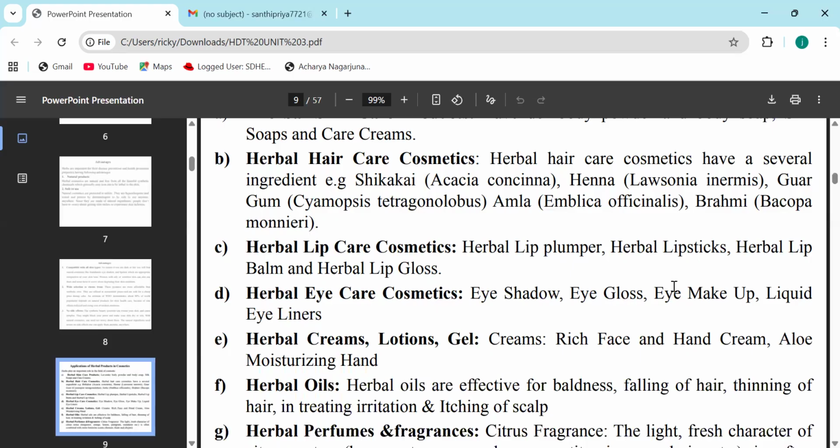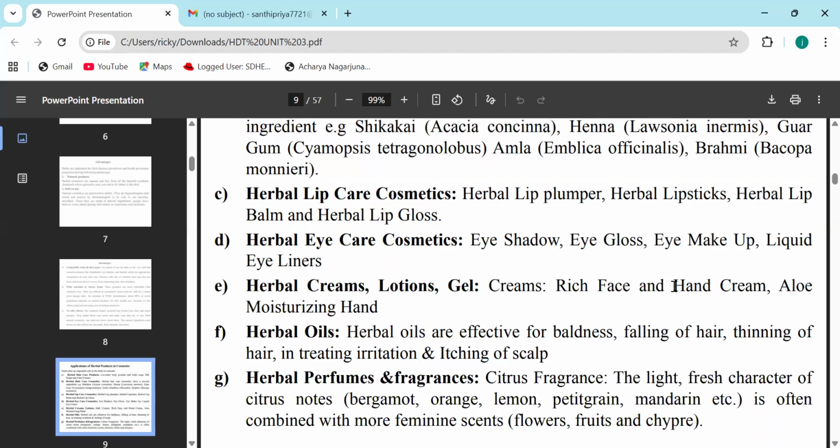These are effective for those who are facing baldness, falling of hair and thinning of hair, and in treating irritation and itching of the scalp. And the last one is herbal perfumes and fragrances. All types of fragrances are available in the market. Some examples are citrus fragrance, with the light and fresh character of citrus notes: bergamot, orange, lemon, petitgrain, and mandarin, etc. It is often combined with more feminine scents taken from flowers, fruits, and chypre.